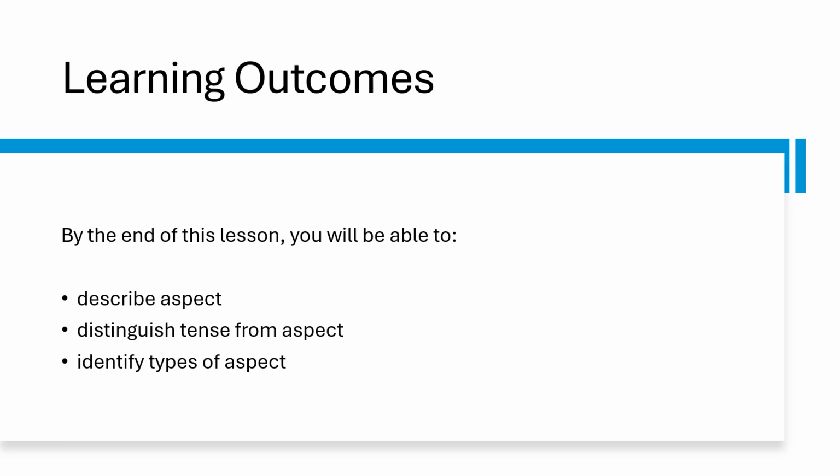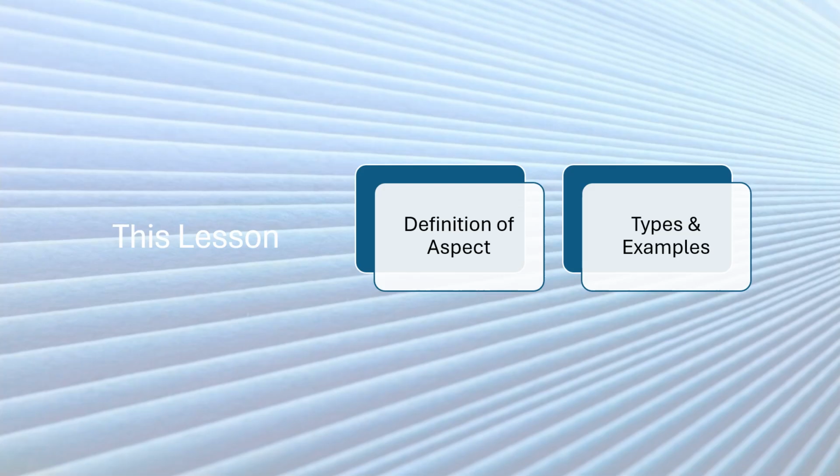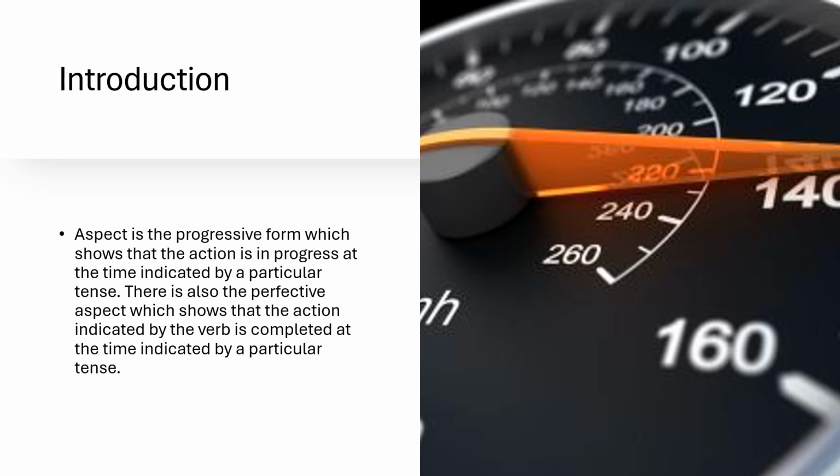We are going to be looking at aspect. What are the possible learning outcomes we expect you to have mastery of by the end of this lesson? We expect you to be able to describe aspect, distinguish tense from aspect, and also identify types of aspect. In this lesson, we're going to define aspect and look at the types and examples, as well as show you the difference between aspect and tense.